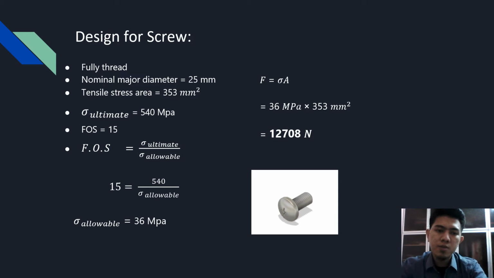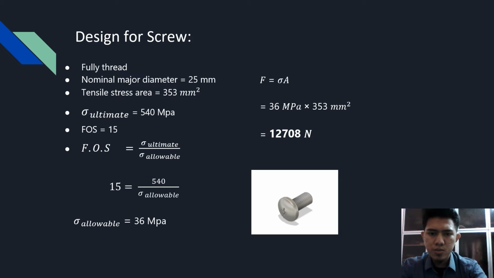The factor of safety that we get from the analysis is 15. Here we do a calculation to get the force that the screw can sustain. We use the factor of safety formula, which is ultimate stress divided by allowable stress. The factor of safety is 15 and the ultimate stress is 540, so we can get the allowable stress, which is 36 megapascal.